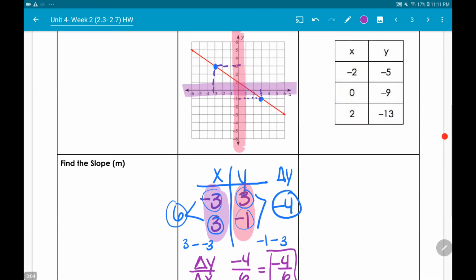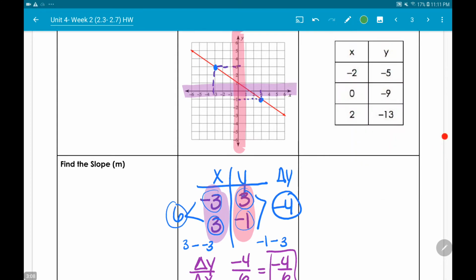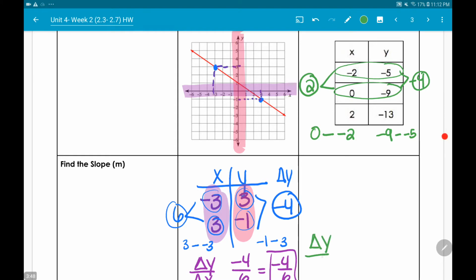Before we move on to the y-intercepts, let's do that again, but with the table. Again, we only need 2 coordinates. So I'm going to do 0 minus -2, because it's bottom minus the top, and that gets me +2. And then on this side, I'm going to do -9 minus -5, and that gets me -4. I do my change in y divided by my change in x, and I get -4 divided by 2, and that gets me -2. So I found my slopes for both equations.